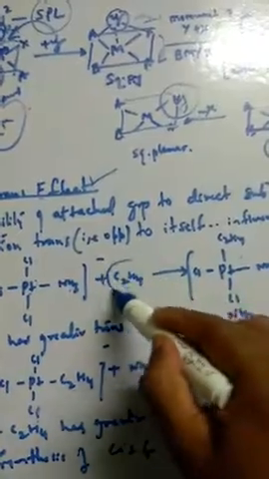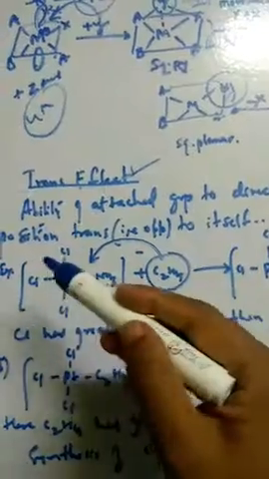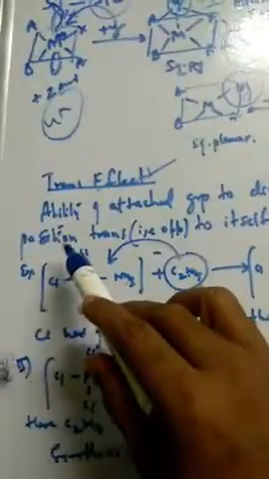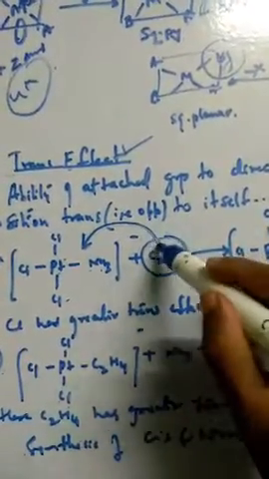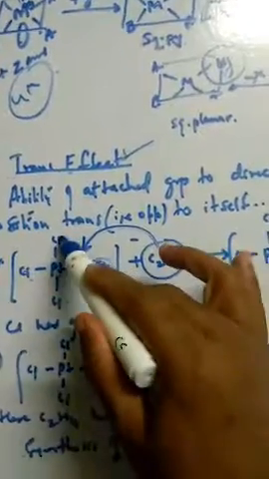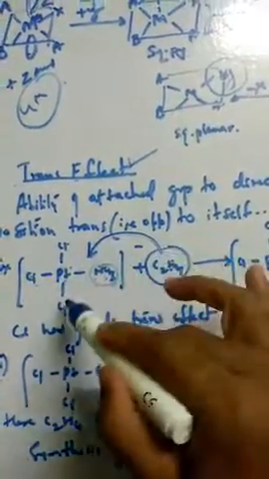If I go for substitution here, the attached group has the ability to direct the incoming ligand to the position trans, that is opposite, to itself. That effect we call the trans effect, and it definitely influences the rate of the reaction. Here ammonia can direct the incoming ligand to the position opposite to it, or chlorine can influence the ligand to be placed opposite to it.